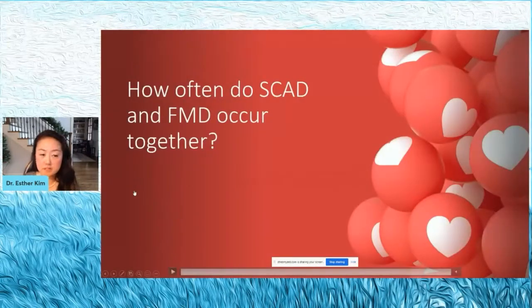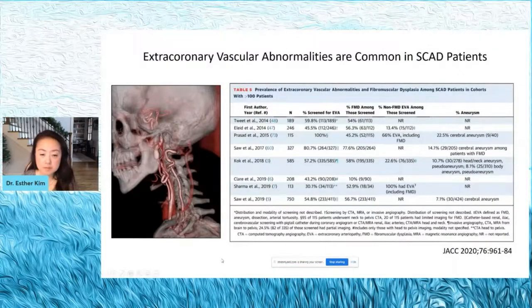Well, if there is a link, how often do SCAD and FMD occur together? So this table comes from a review article that was published in 2020. What we did in this review article was look at the prevalence of vascular abnormalities and fibromuscular dysplasia in SCAD cohorts that had more than 100 patients enrolled. So really, this was the world literature up to that time describing screening for extracoronary vascular abnormalities. Certainly, we didn't have the benefit of the European data, but I think that also adds some additional data.